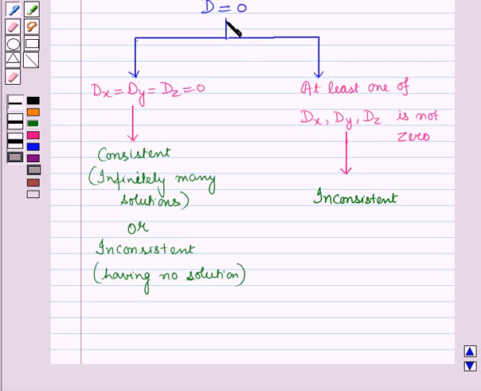And in the second case, if the determinant D is equal to 0 and at least one of the determinants Dx, Dy, Dz is not 0, then the given system of equations is inconsistent.